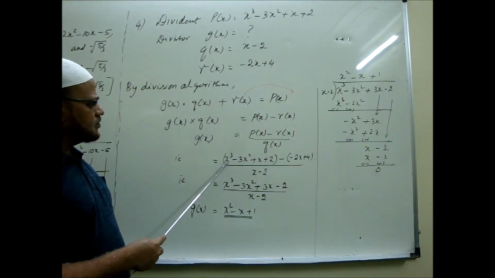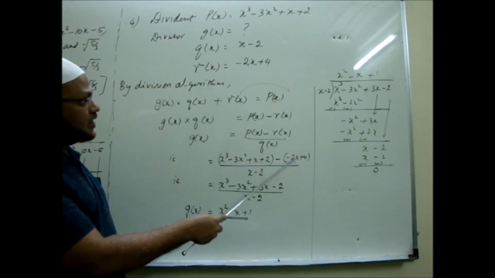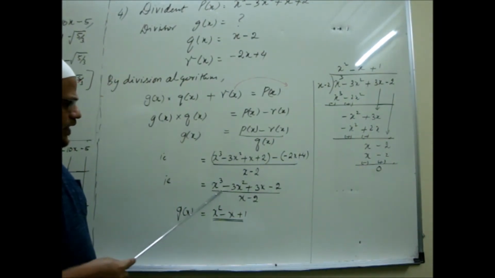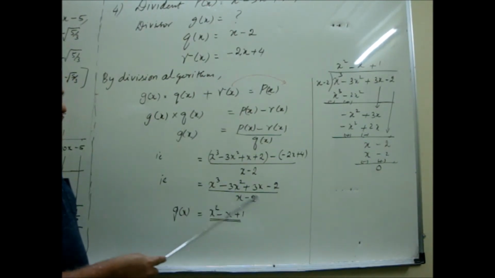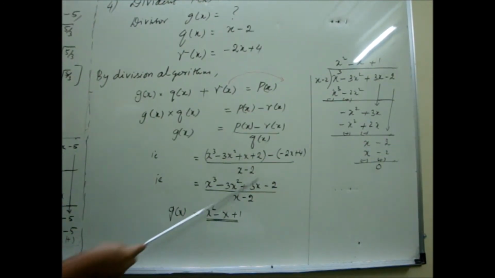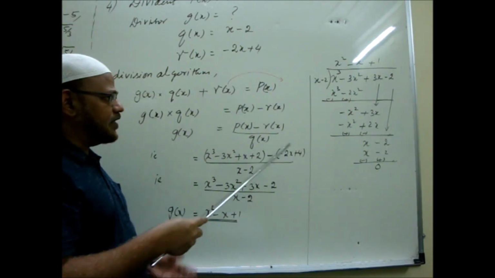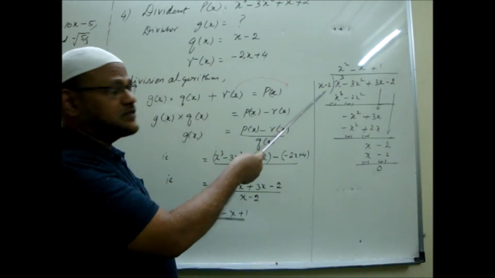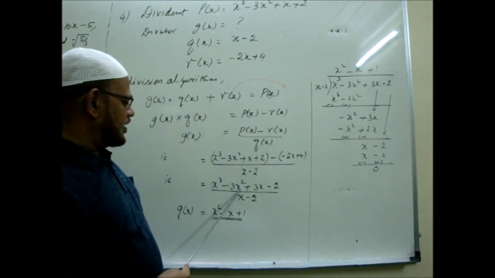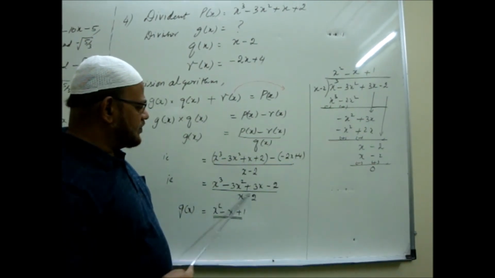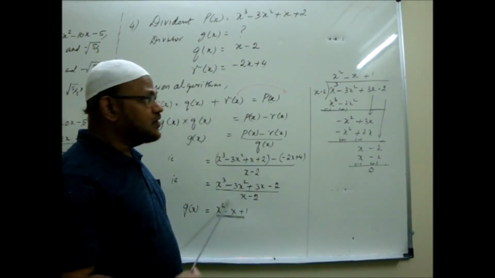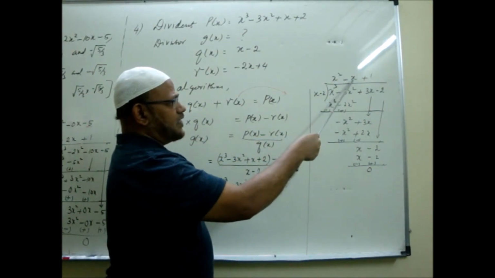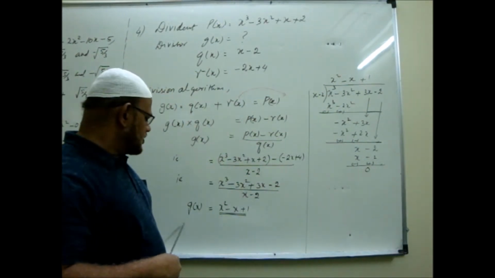So when you transpose, you get g(x) is equal to (p(x) minus r(x)) by q(x). Subtract the remainder from the dividend, then divide by the quotient. Division you can do by any method. You can do it by synthetic division, by diminishing by 2, or by long division, whatever you want. Divide x cube minus 3x square plus 3x minus 2 by x minus 2. So you are dividing here, and you get the quotient x square minus x plus 1.